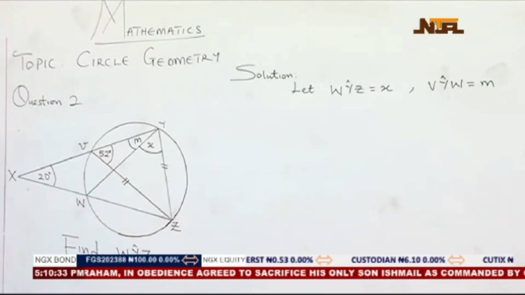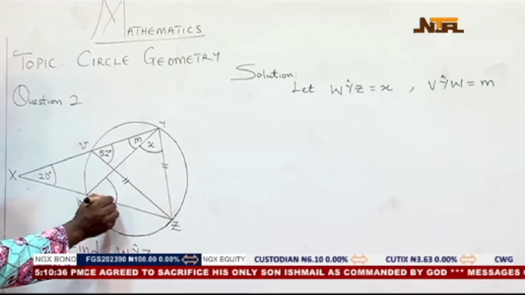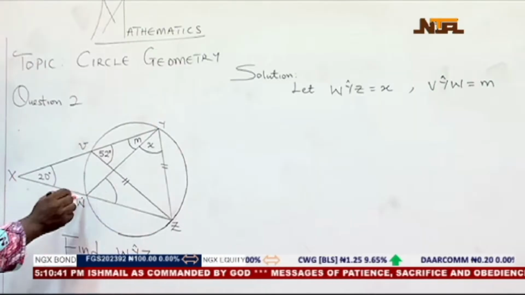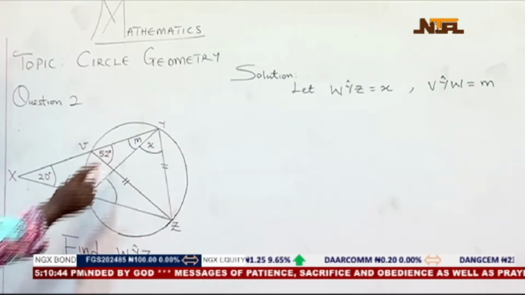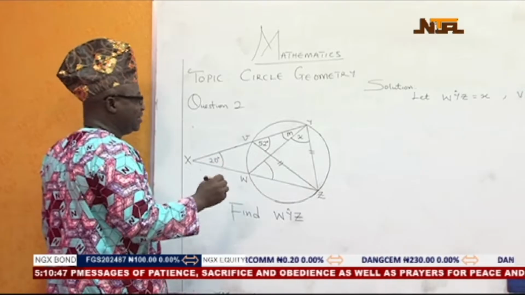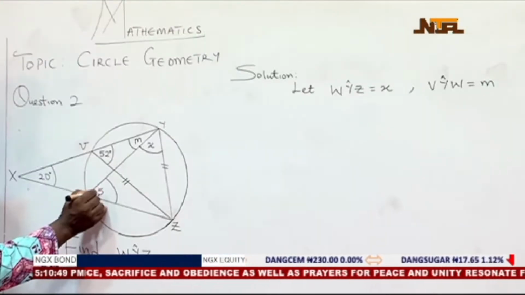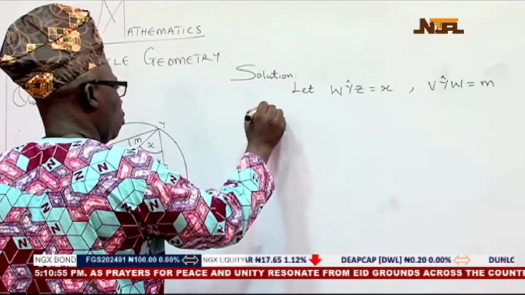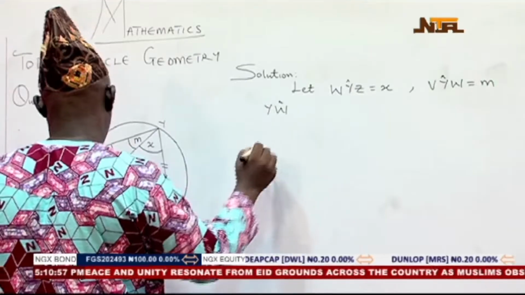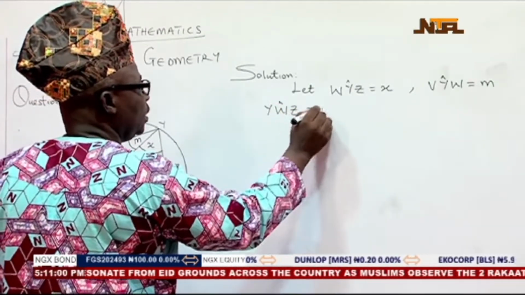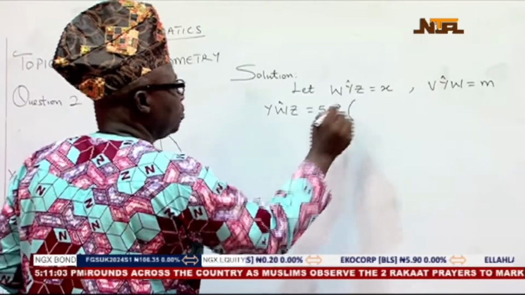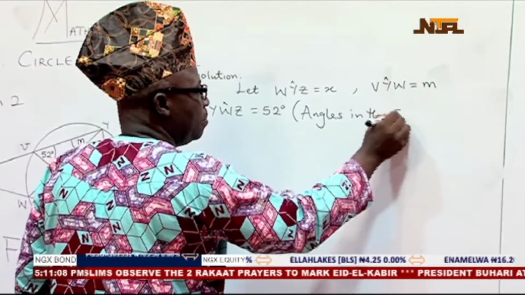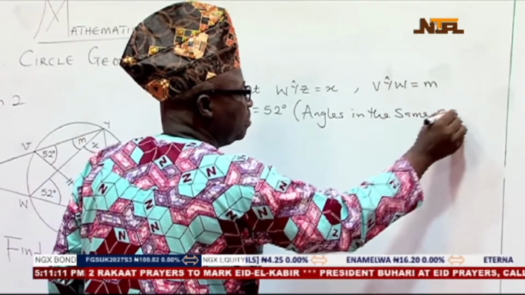How do we find X? Look at the angle here, this particular angle, which is angle YWZ. Angle YWZ is the same as this angle because both of them are in the same segment. So this angle is 52 degrees. So I'm going to write 52 degrees. Angles in the same segment.